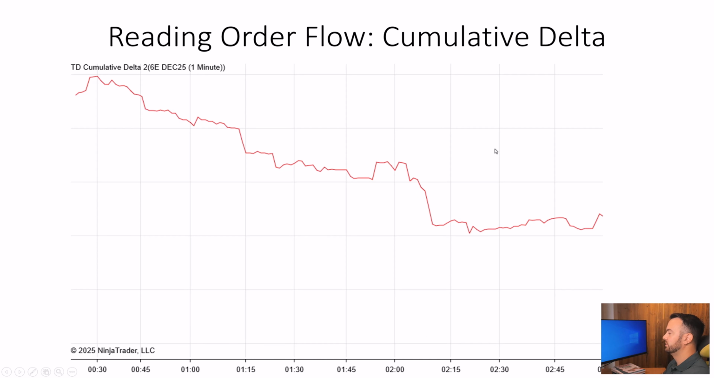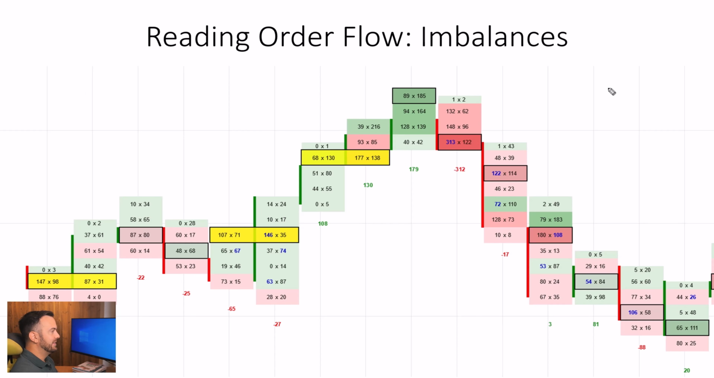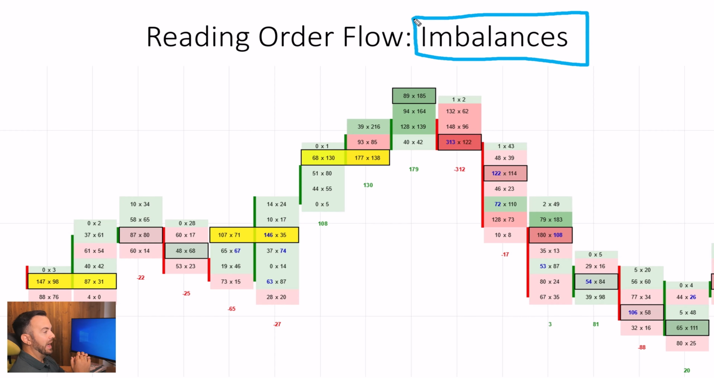Very, very handy feature. Now, another thing that's very, very important to keep track of are imbalances. An imbalance is when one side of the market is way stronger than the other. For example, buyers were way stronger than sellers, or sellers way stronger than buyers. The definition of way stronger is 3 times or more, right?